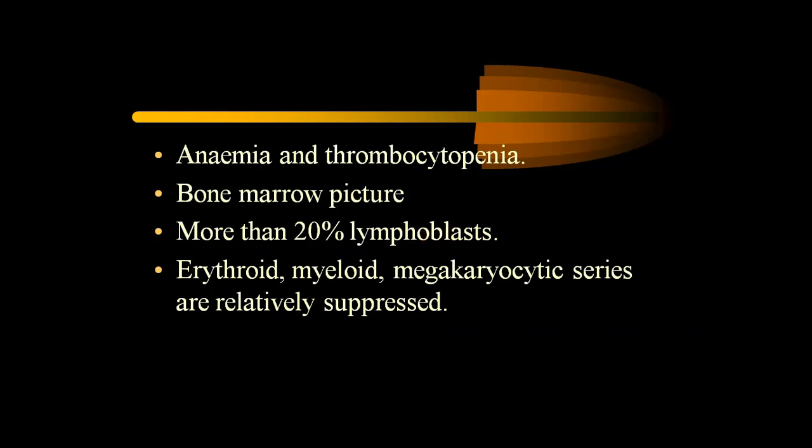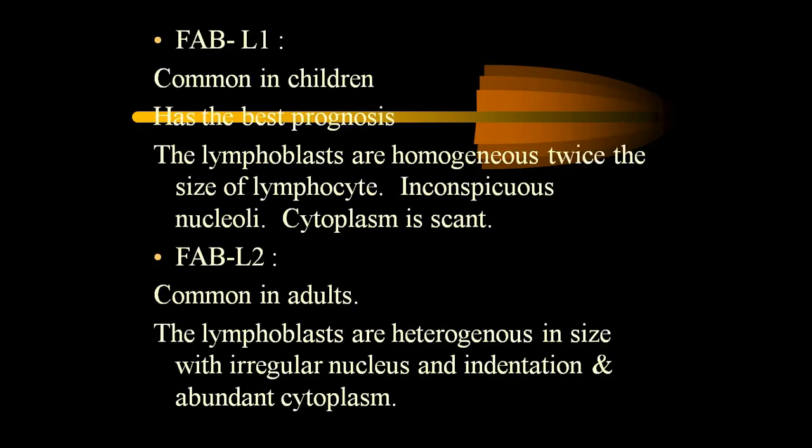Bone marrow is again hypercellular, with more than 20% lymphoblasts instead of myeloblasts. The erythroid, myeloid, and megakaryocytic series are relatively suppressed in the marrow. Coming to the L1 blast, they are common in children and have the best prognosis. The lymphoblasts are homogeneous, twice the size of a lymphocyte. If at all they have nucleoli, they are inconspicuous, and the cytoplasm is scant. This is the feature of an L1 blast.